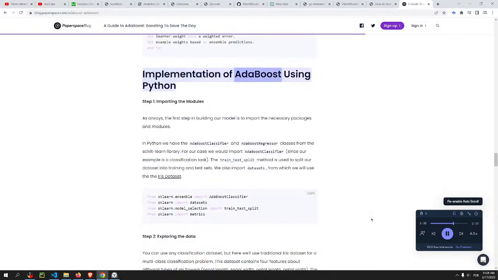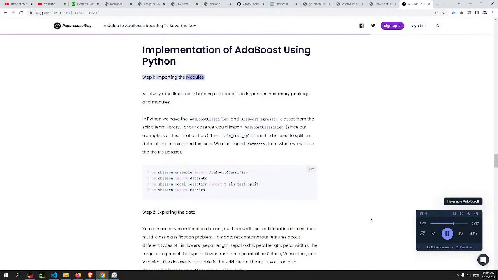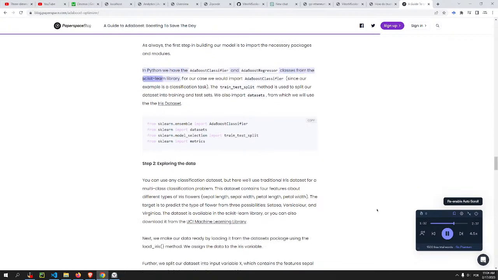Implementation of AdaBoost using Python. Step 1. Importing the modules. As always, the first step in building our model is to import the necessary packages and modules. In Python, we have the AdaBoost classifier and AdaBoost regressor classes from the scikit-learn library. For our case, we would import AdaBoost classifier, since our example is a classification task.